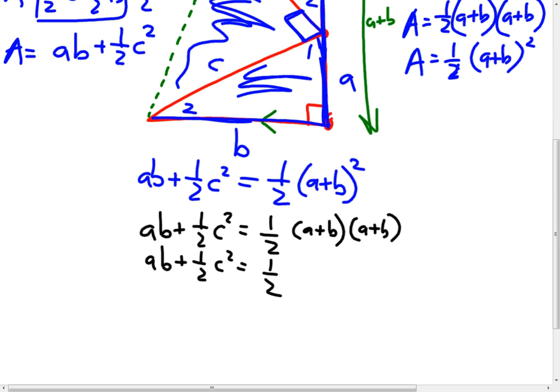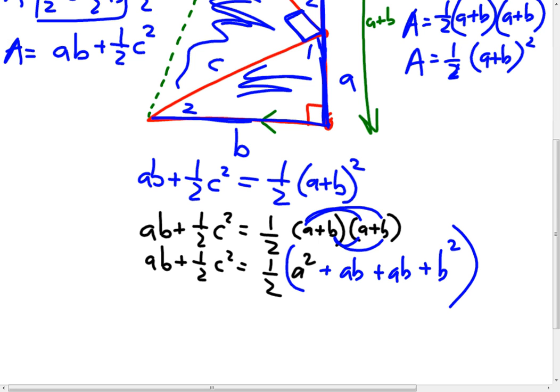What's A times A? A squared. I'm doing FOIL. This times this. Then I'm doing A times B. Then I'm doing another A times B. Then I'm doing B times B, that's B squared. All of that is being multiplied by 1/2.